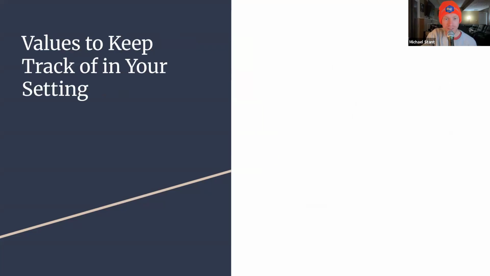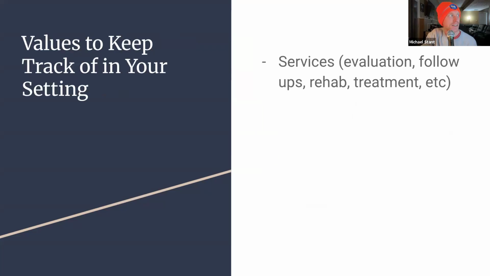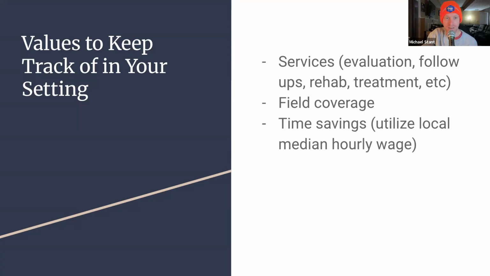So, what are some values to keep track of in your setting? What are your services? Evaluation, follow-up, rehab, treatment, etc. Field coverage. I incorporate this in my own number, which no one else had. If I have to be outside for 3 hours today, how much will it cost for a per diem athletic trainer to be out there for emergency coverage? So that goes into my equation.